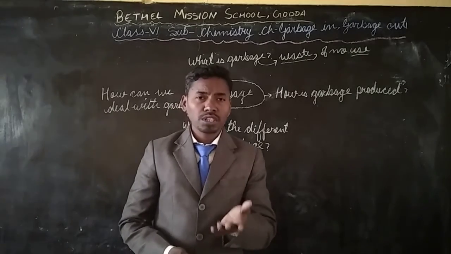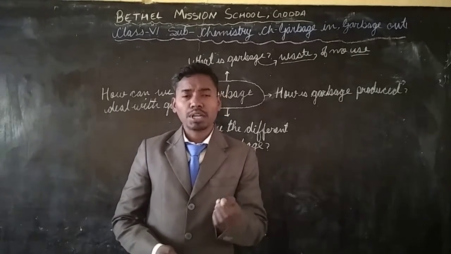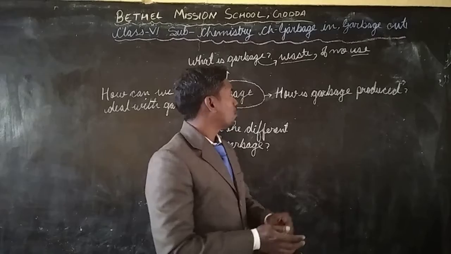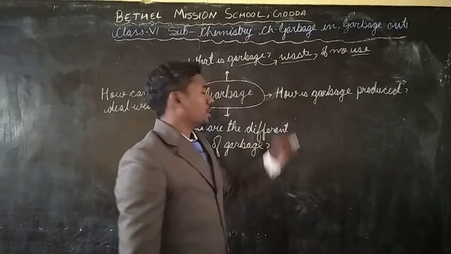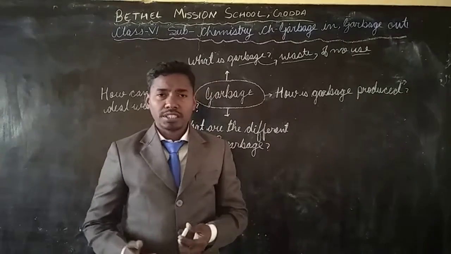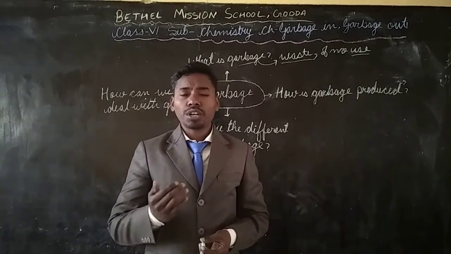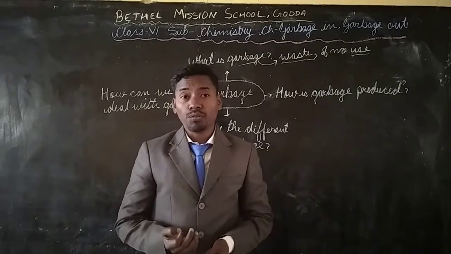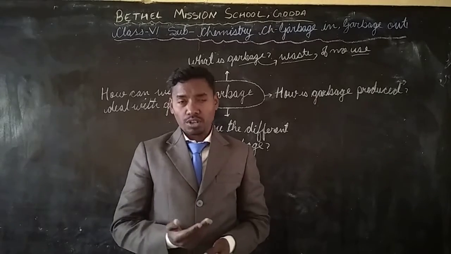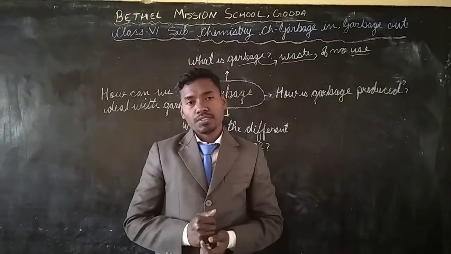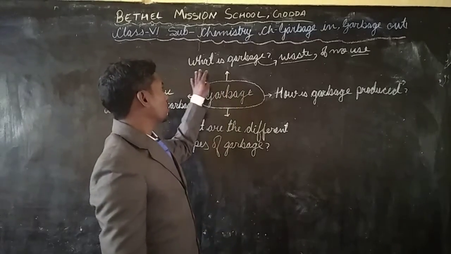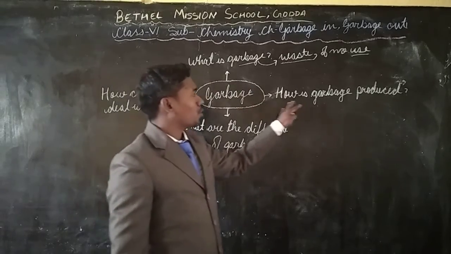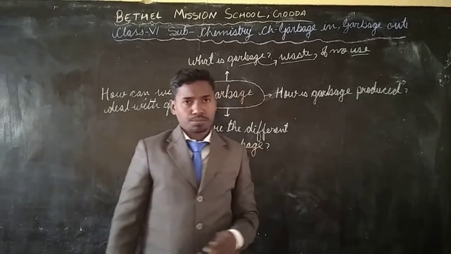Some things might be useful for some people, whereas the same thing might be a waste for some people. So generally when we talk of waste or garbage, we take it according to us, whether we can use it in a useful way or not. If we cannot use it in a useful way, that means it is a waste for us. So you understood what is garbage, I hope. Now the next question is, how is garbage produced?